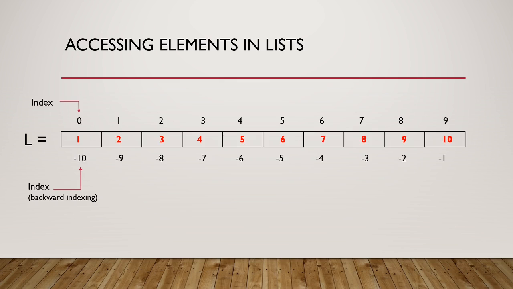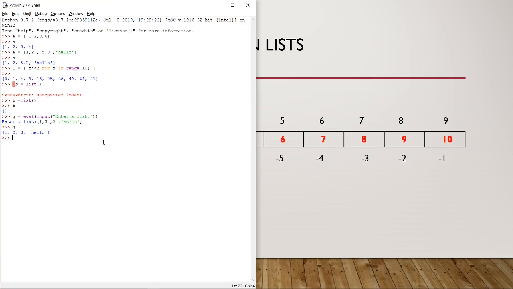Now let us see how to access elements in a list. Positions in a list are defined by indexes, and in Python there are two methods to access the elements using an index. One starting from 0, and another reverse indexing, backward indexing. Here you can see a list with 10 numbers from 1 to 10 stored in a variable named L. Let me define that first.